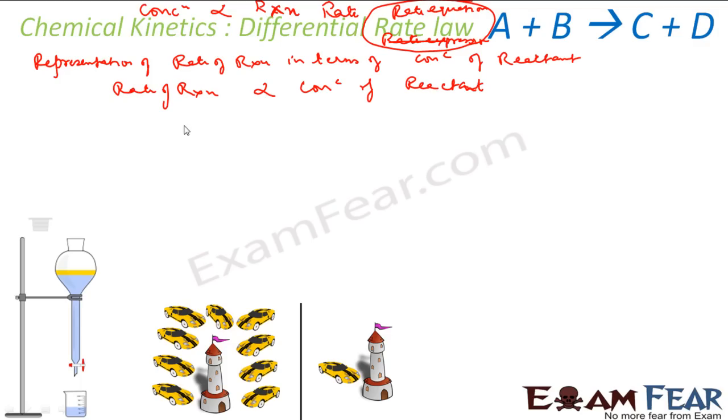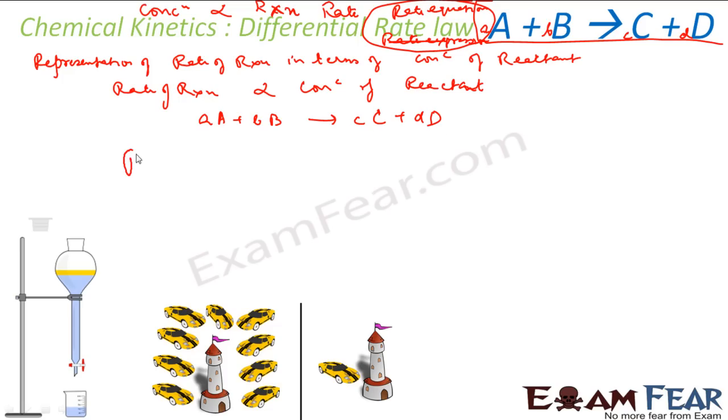Now let's suppose there is a reaction: small a capital A plus small b capital B gives small c capital C plus small d capital D. That means I'm putting some stoichiometric coefficient here. That means small a moles of capital A plus small b moles of capital B gives small c moles of capital C plus small d moles of capital D.